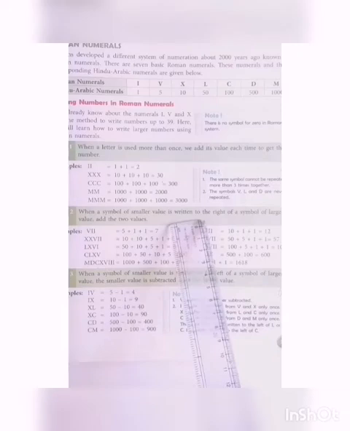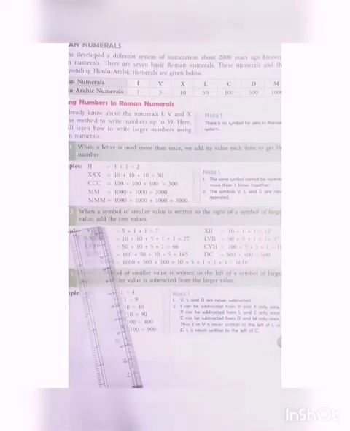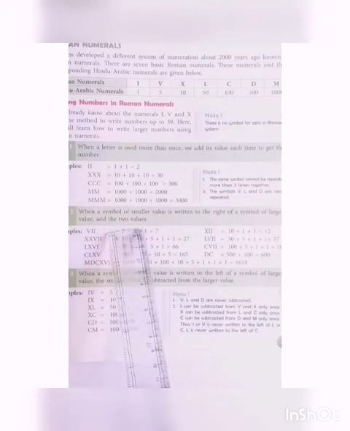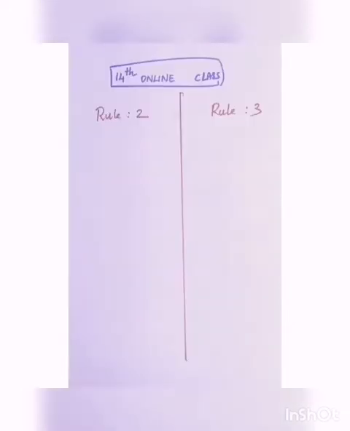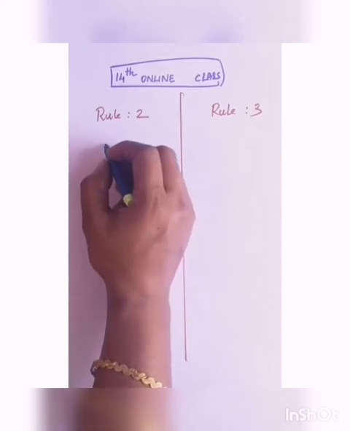Rule number 2: when a symbol of smaller value is written to the right of the symbol of larger value, add the 2 values. This time we see rule 2 and rule 3 at the same time. What is rule 2, ma'am? The symbol of smaller value is written to the right of the symbol of larger value, add the 2 values. What is given here? For example, now we write, what is this, ma'am?